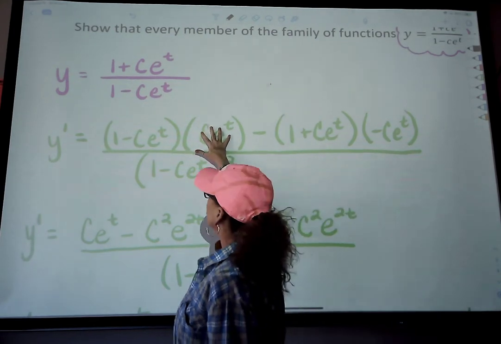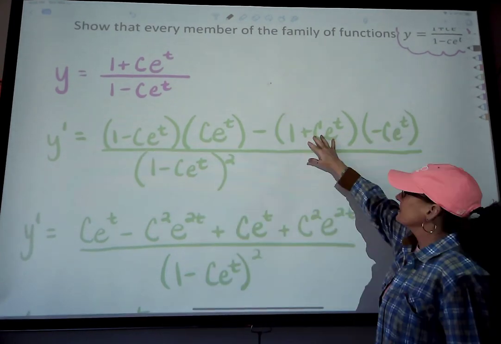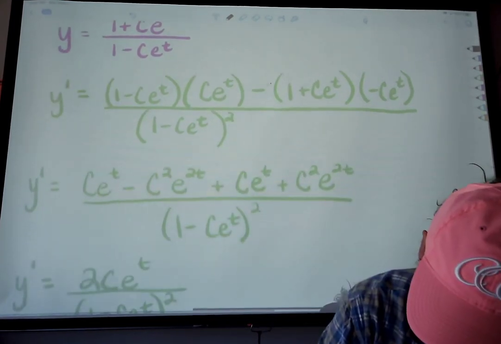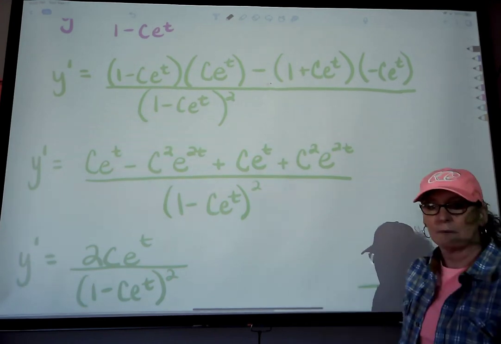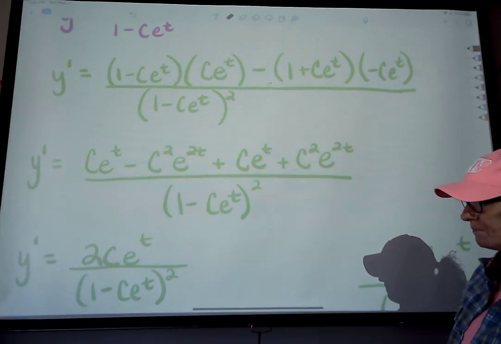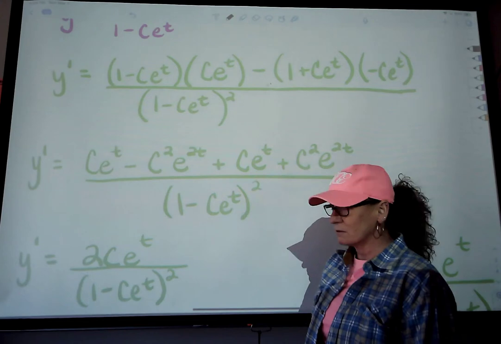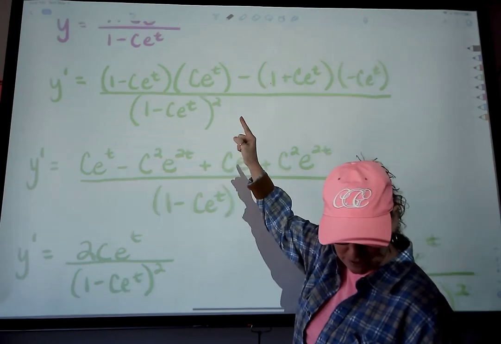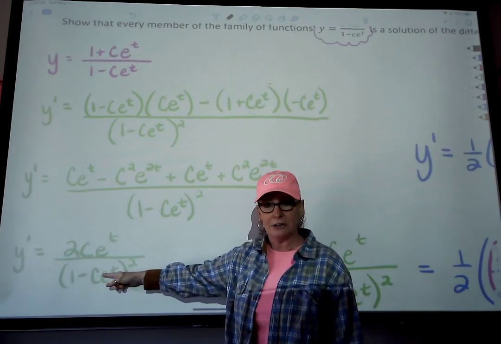This is where I distributed this in, and I distributed this in, and then I collected my like terms, and that's what I got for my y prime. Okay, the original is up there in pink. Y prime is down here in green.